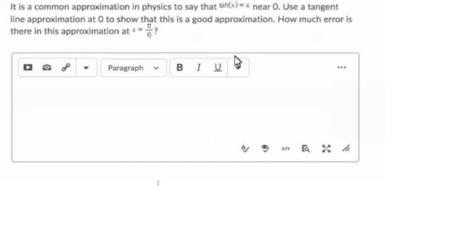We're given that x is a good approximation of sine of x near 0. We want to use a tangent line approximation at 0 to show that it is a good estimate. So for a tangent line, we want a point and a slope.